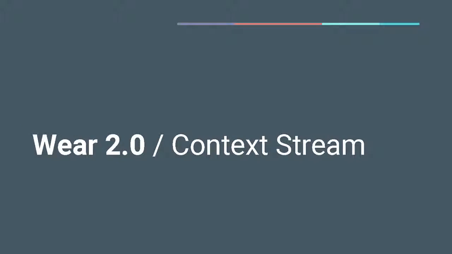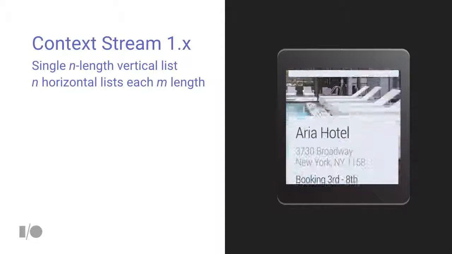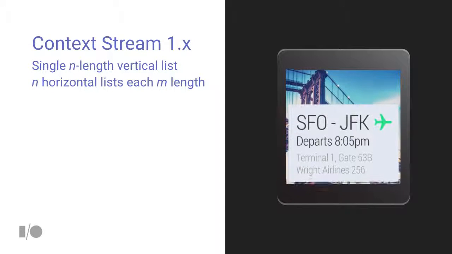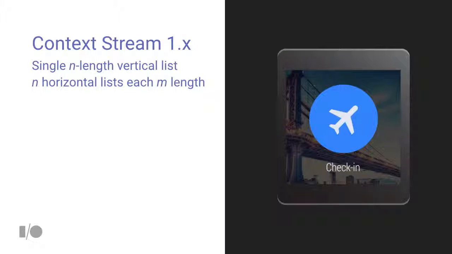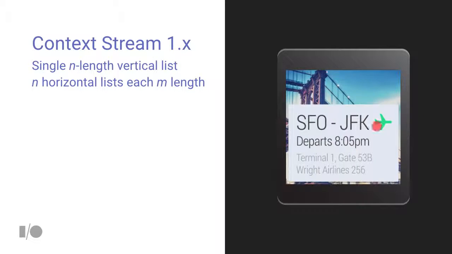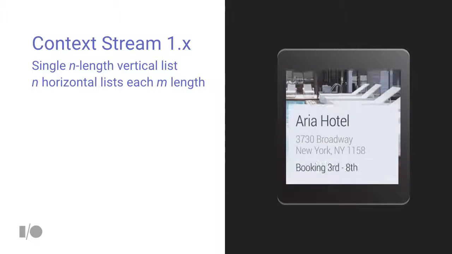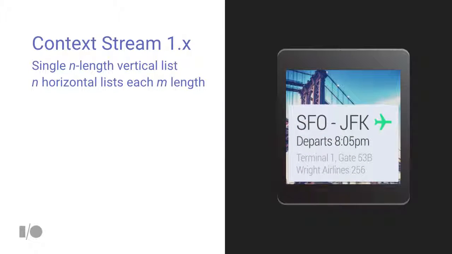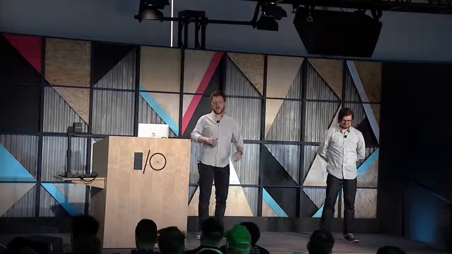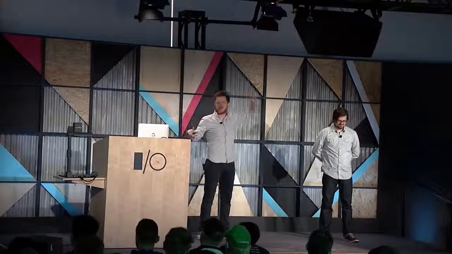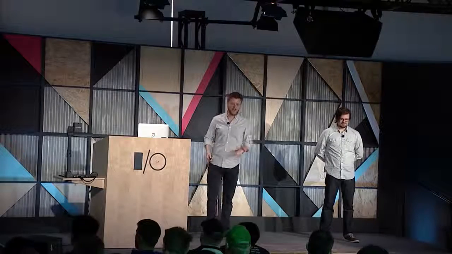Now that you know what your notification looks like, I'm going to put it in the context of the actual system. A little bit more history. In Android Wear 1.x, the context stream could be a bit confusing to navigate. The stream was ostensibly a single n-length vertical list of your notifications. However, each of those n notifications could also have an m-length vertical list of cards, creating a sort of m by n, big scrollable space. You can just sort of watch the interaction on the screen and kind of realize.